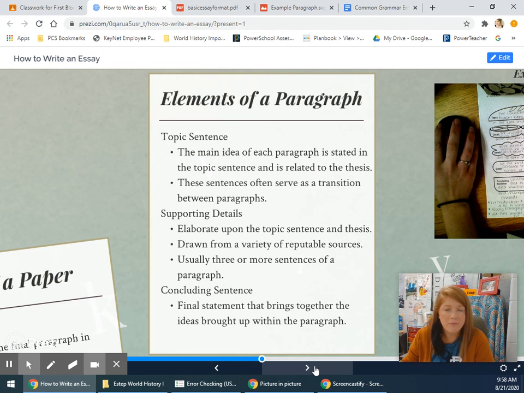Elements of a paragraph. Paragraphs are very important, okay? Paragraphs give you the meat, right? Of your essay. The paragraphs, of course, you have an introductory paragraph. You have a body, 2 to 3 body paragraphs, and then a conclusion paragraph. A paragraph should have a topic sentence that's going to state the main idea of what the paragraph is going to be about and go back to the thesis.